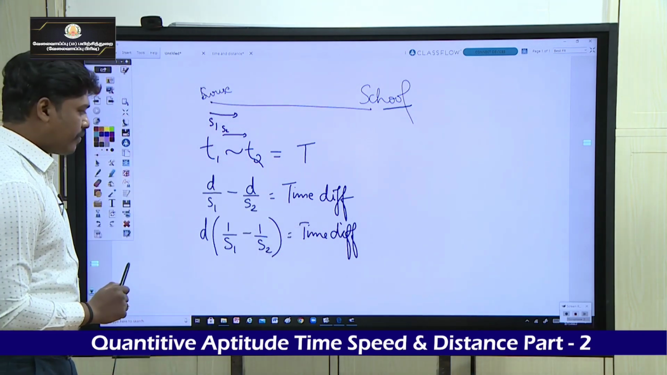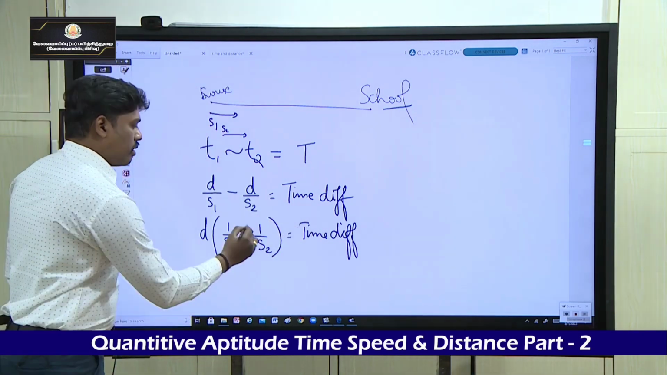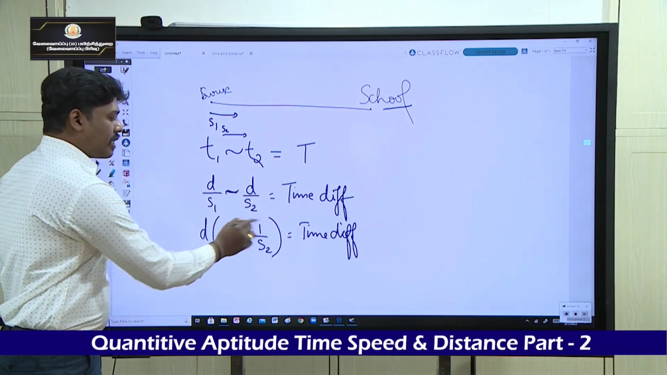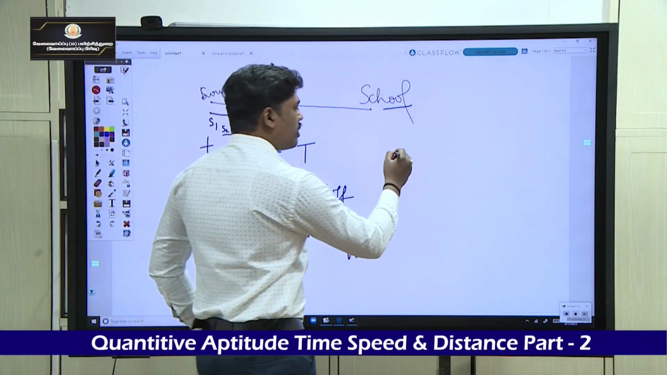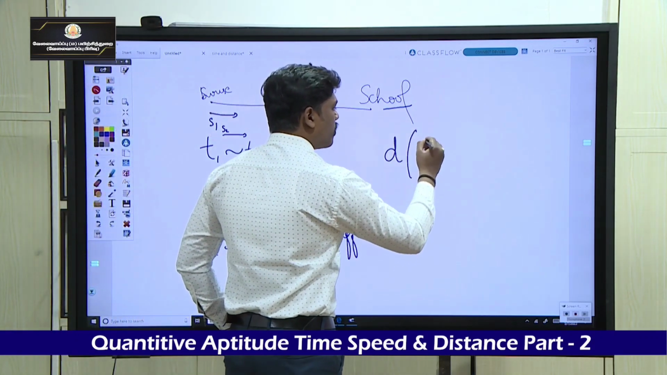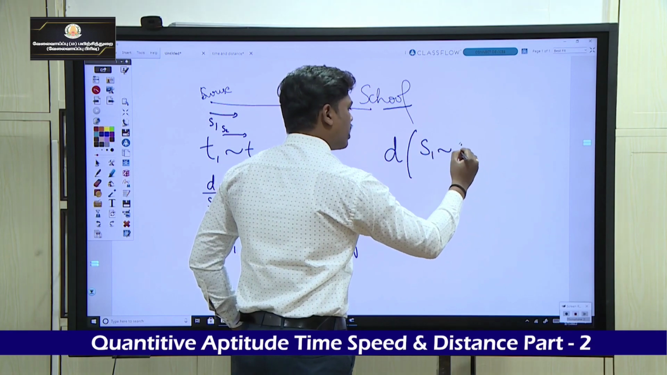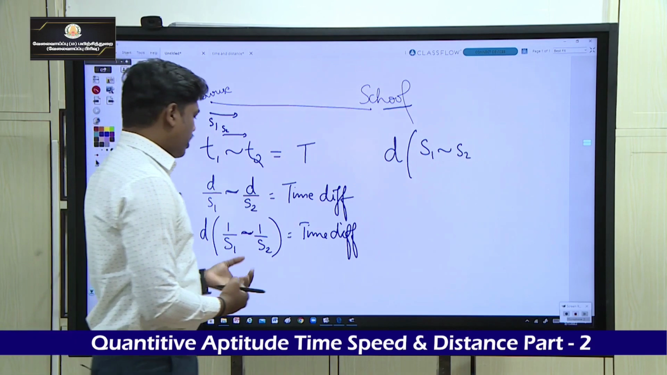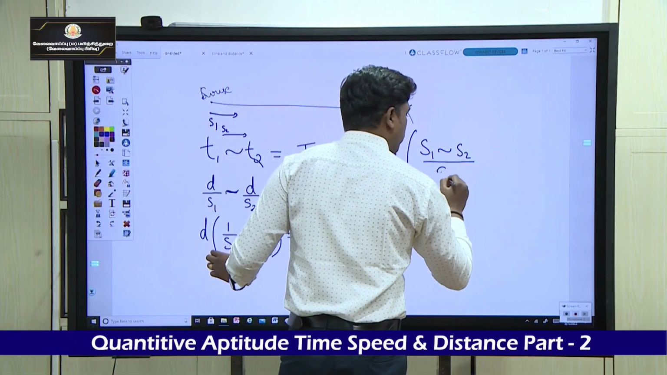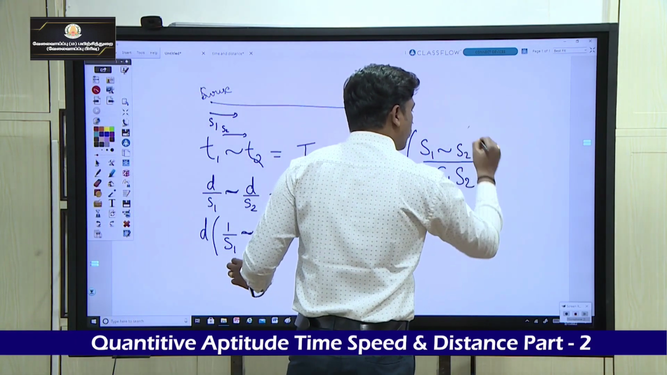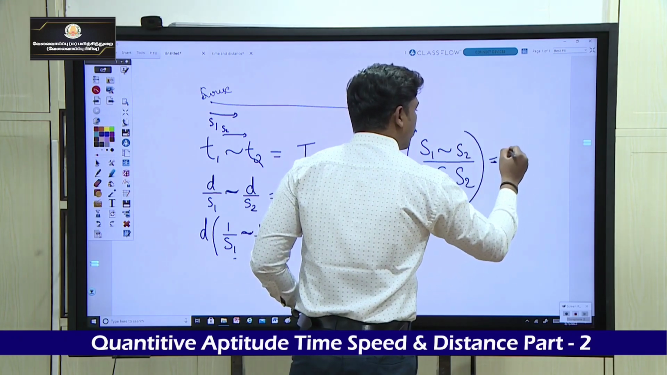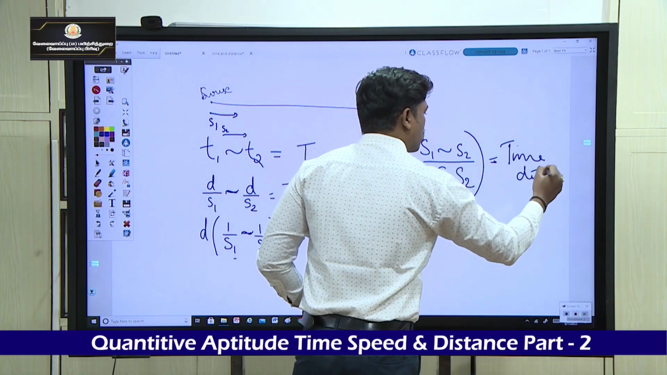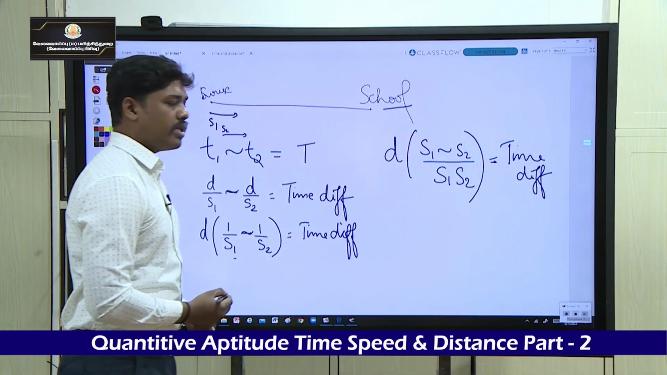Is equal to time difference. Now do a cross multiply. Write as difference. You will be getting S2 difference S1. So distance into S1 difference S2 or S2 difference S1. We are going to find a difference. Divided by S1 into S2 is equal to the time difference.